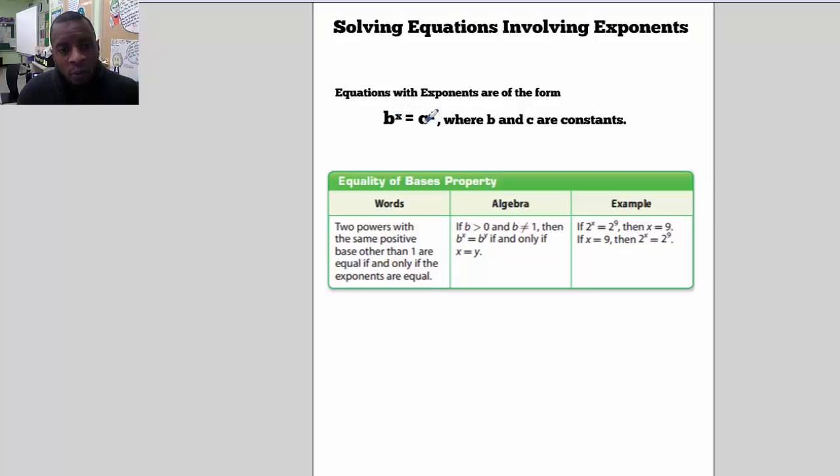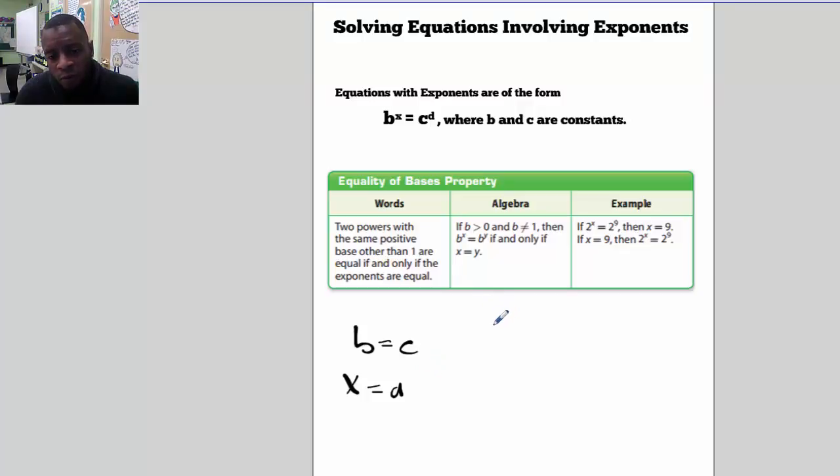To do that, we need to make b equal to c and x equal to d in this case. That brings us to our equality of bases property, which says that in order for this equation to be true, b must be equal to c and x must be equal to d. So essentially our bases must be equal and our exponents must be equal. And this is an if and only if statement, which means that it must be true in both directions.